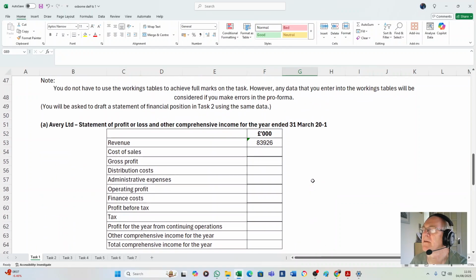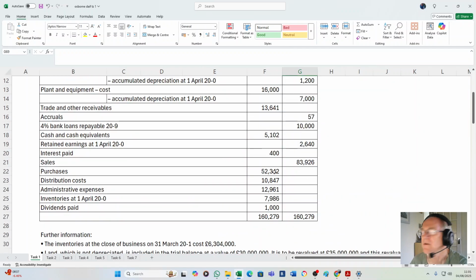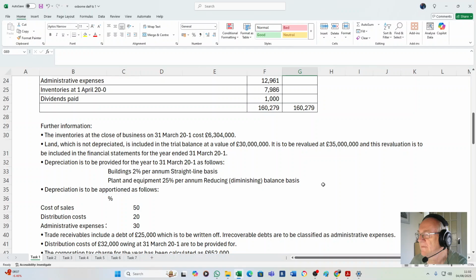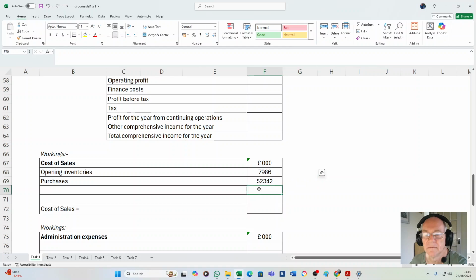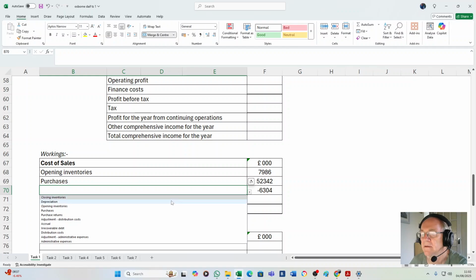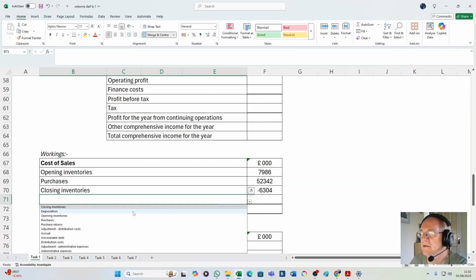Straight off the trial balance, there's nothing to affect purchases, no returns, no nothing, just going straight off the trial balance. And our closing inventory is in our information, our bullet points, as we'd expect. And put the drop down box in. That's the top one. But we've got to do our depreciation calculations.